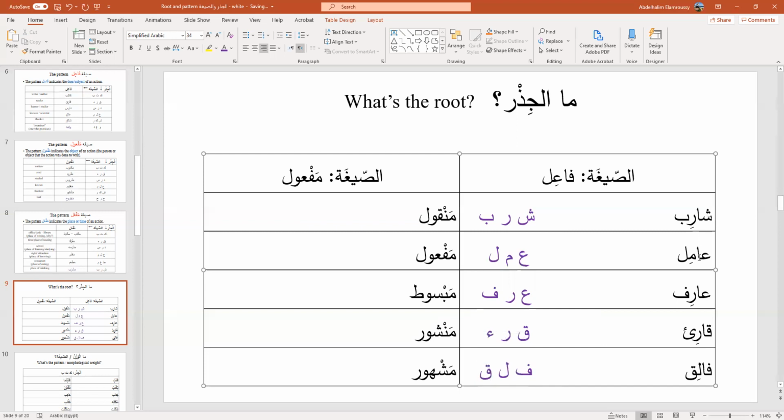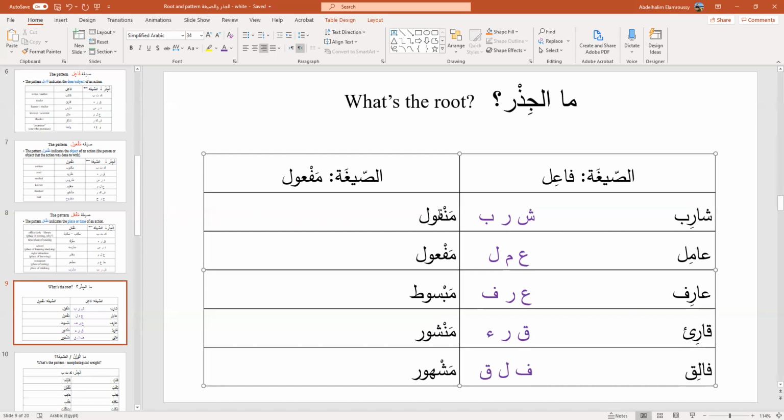The drinker. عامل, the root عين ميم لام has to do with doing, so عامل will be the doer. عارف, it has to do with knowing, so عارف will be the knower, the one who knows. قارئ will be the reader, and فالق, you didn't get this root, so it's the splitter anyway. That's the literal translation of it. Let's now move to the pattern مفعول.